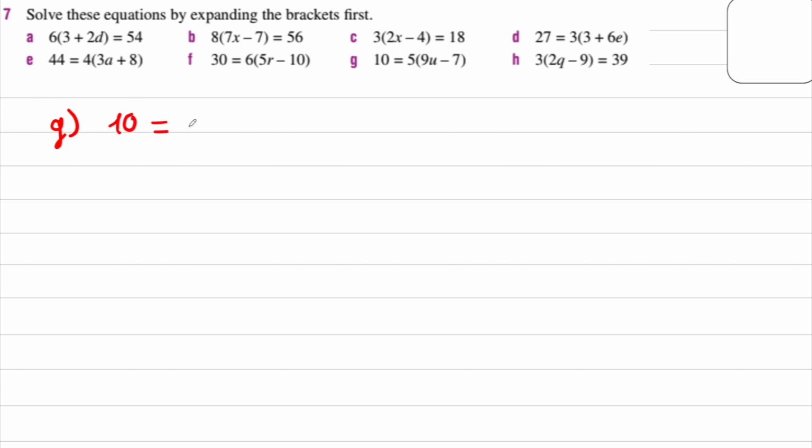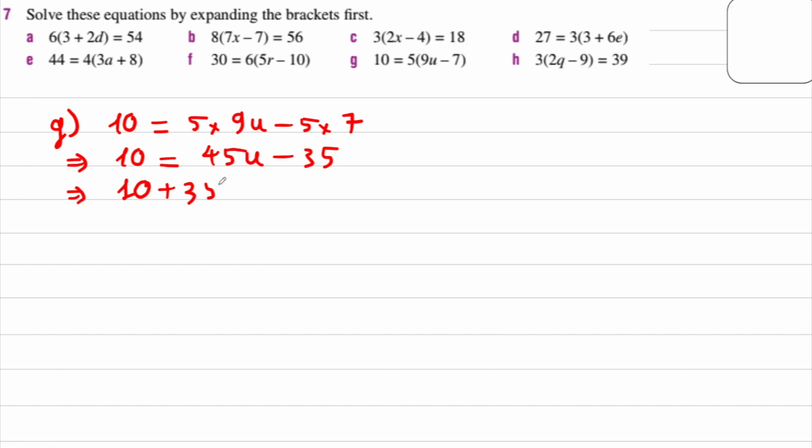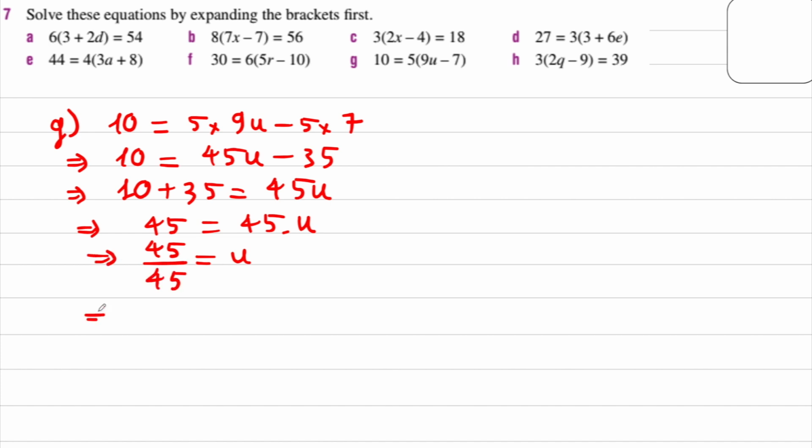Here is 10. 5 times 9u minus 5 times 7. 10. 45u minus 35. And here is 10 plus 35 and 45 in here. The left hand side will be 45. The right hand side will be 45u. So 45 over 45 on the left. This is equal to 1. 1 equal to u.